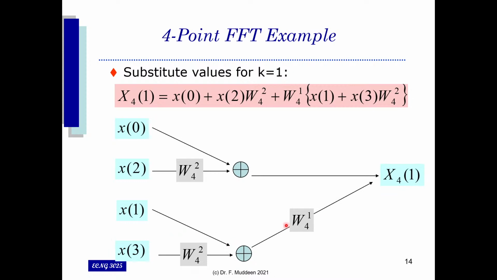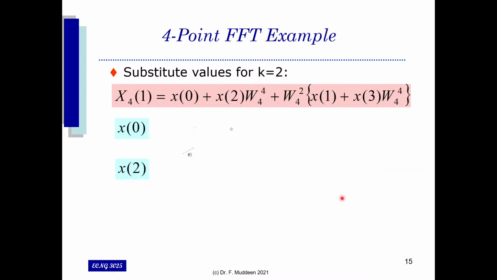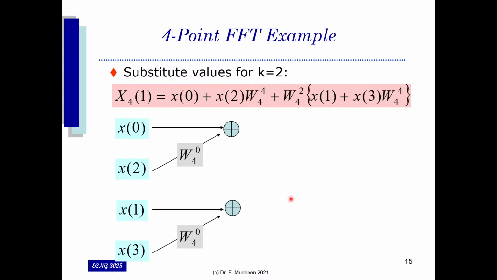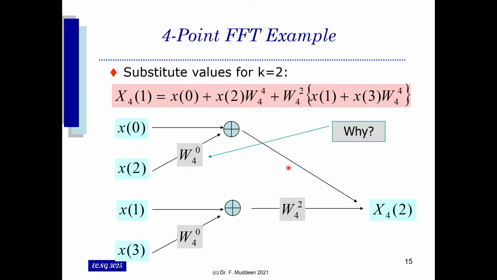And then we can see that the last part is just to add W4 of 1 multiplied by the result of this x1 plus x3, with the result of the x0 and x2 in particular. And we can formulate this. And we can keep on going and drawing our diagrams. And we can start seeing that a pattern starts to emerge.